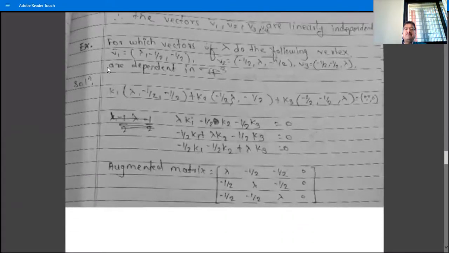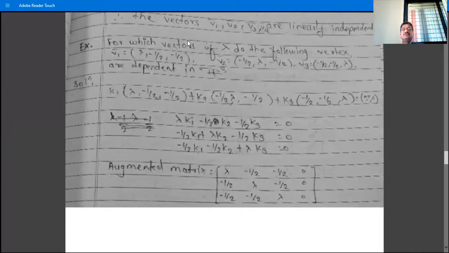Next problem: for which values of lambda are the following vectors V1, V2, V3 dependent in R3?